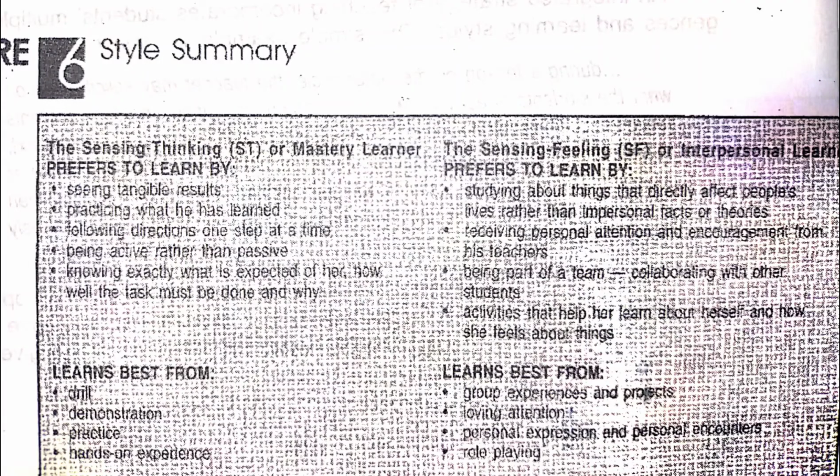Summary. The sensing thinking or mastery learner prefers to learn by seeing tangible results, practicing what he has learned, following directions one step at a time, being active rather than passive, and knowing exactly what is expected, how well the task must be done, and why.